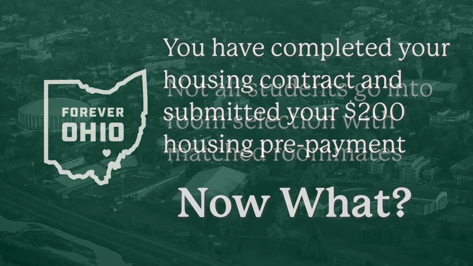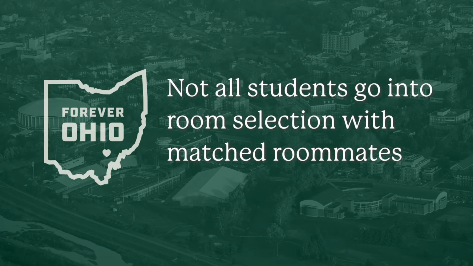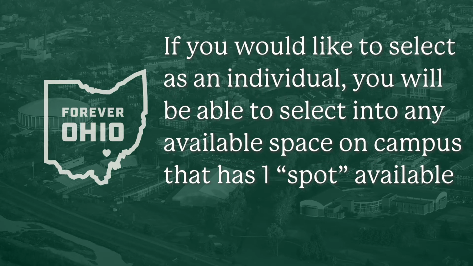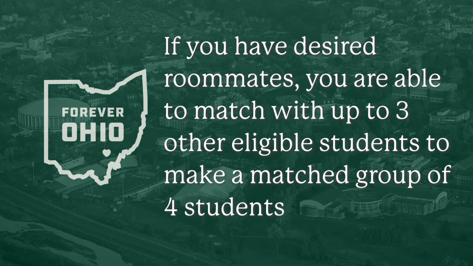You've completed your housing contract and submitted your $200 prepayment. Now what? Not all students go into room selection with matched roommates. If you would like to select as an individual, you will be able to select any available space on campus that has one spot available. If you have desired roommates, you are able to match with up to 3 other eligible students to make a matched group of 4 students.